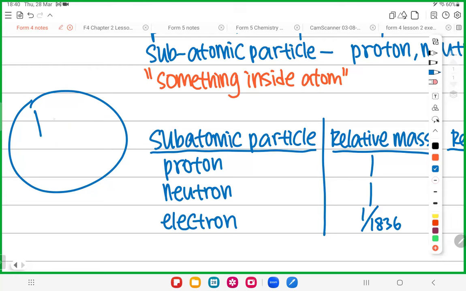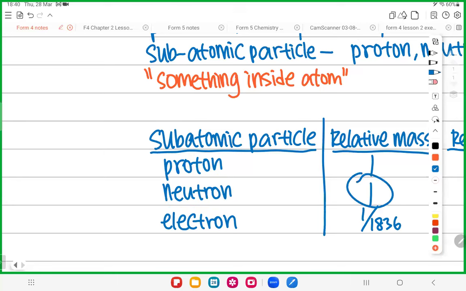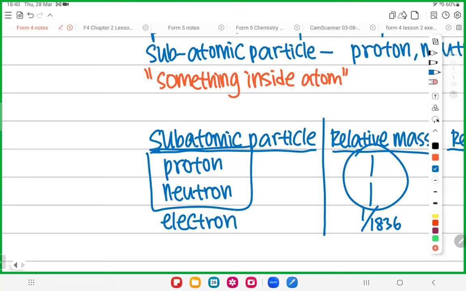So if you have 145 proton, what is the mass? 145, understand? What is the mass of neutron? Neutron, the mass is 1. So, which means proton and neutron having the same mass. Every one proton, the mass is 1. Every one neutron, the mass is 1 as well. Is it okay?